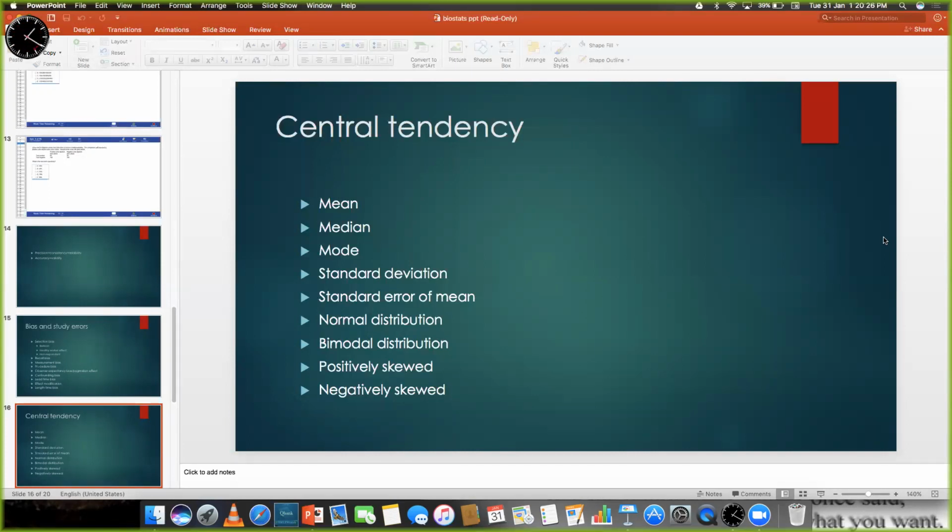That is given with the formula: standard error of the mean is equal to standard deviation divided by the square root of n. n is the population size. Now, if you're increasing the sample, if the n value is increasing, what's happening to the standard error of the mean?